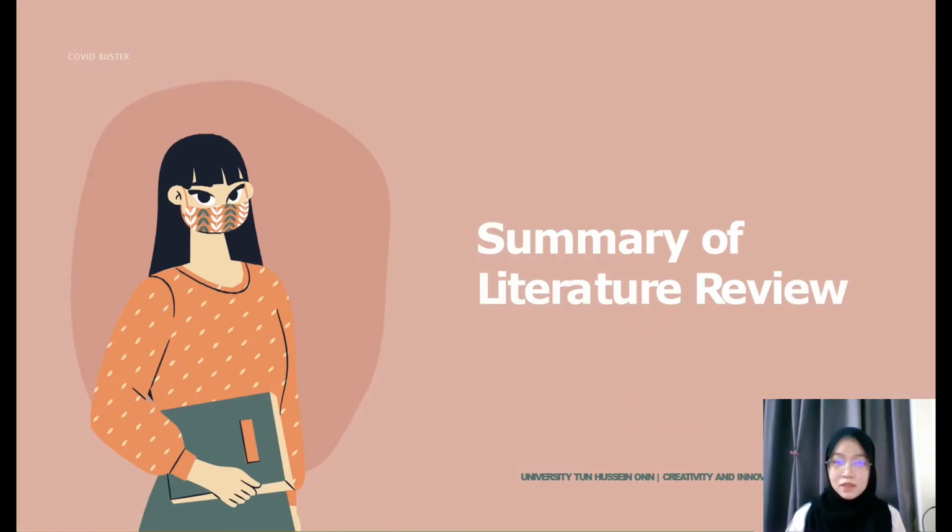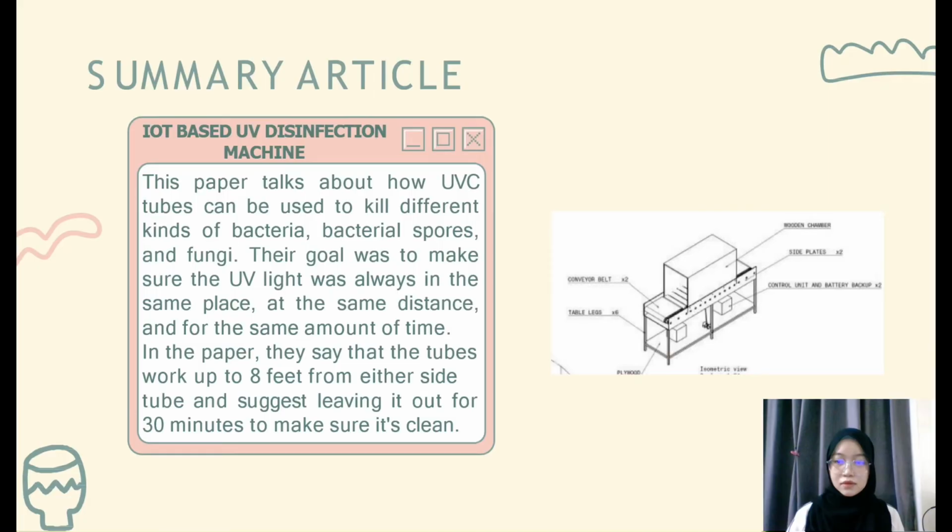Next is the summary of the literature review. This is the summary article for the IoT-based UV disinfection machine. This paper talks about how UVC tubes can be used to kill different kinds of bacteria, spores, and fungi. Their goal was to make sure the UV light was always in the same place, at the same time, at the same distance, and for the same amount of time. In the paper, they say that the tubes work up to 8 feet from either side and suggest leaving it on for 30 minutes. This is the rough diagram of this project.